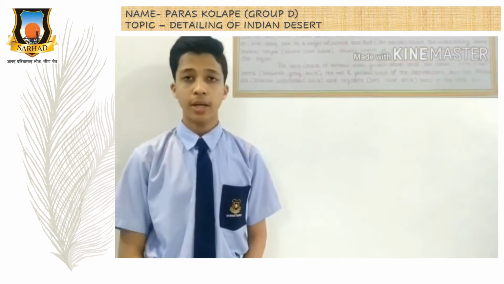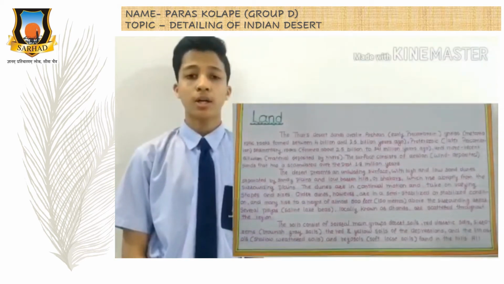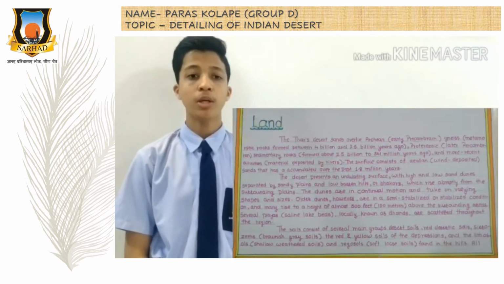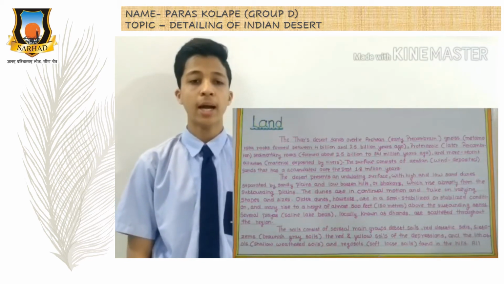We will discuss a few things about the Thar Desert land. The Thar Desert, also called the Great Indian Desert, covers more than 77,000 square miles, forming a natural border between India and Pakistan.